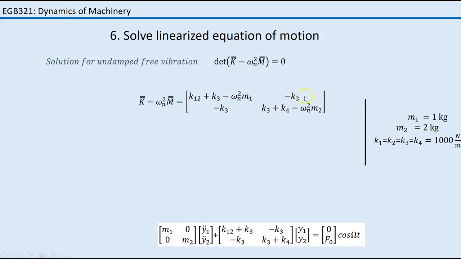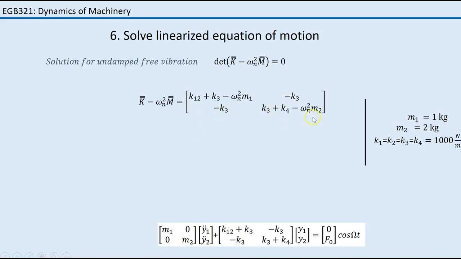For the second element, again in a similar way we consider the second element of the K matrix, which is negative k3. Then we consider negative omega n square, and the second element of the mass matrix, which is 0, so we just write negative k3. The same thing happens for the third element of the K matrix, because the third element of the mass matrix is also 0, so we get negative k3.